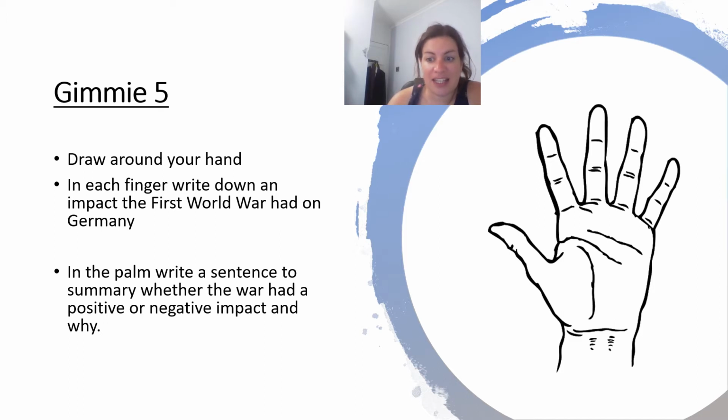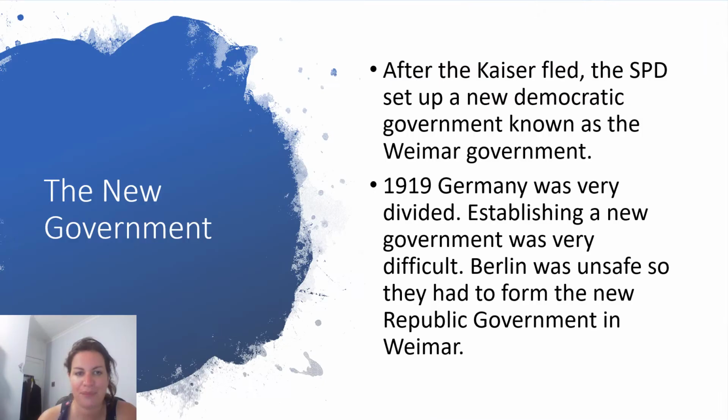So you might have got things like increased government debt, war weariness, people in the turnip winter, low wages, lots of strikes happening, food shortages, political changes, the Kaiser deciding to leave and escape from Germany. So any of those things would have been fab.